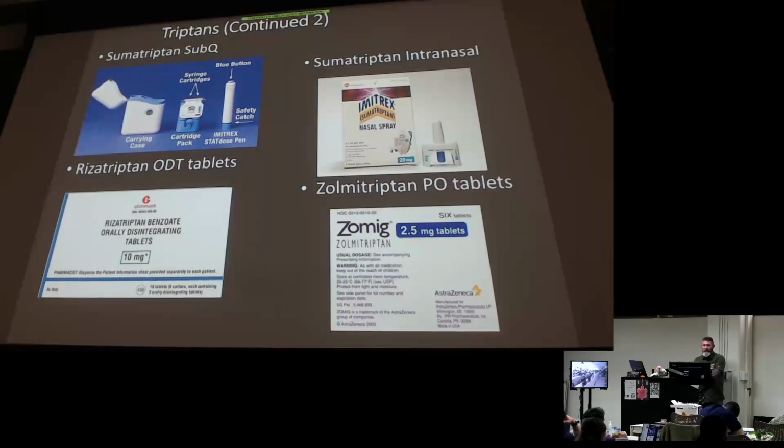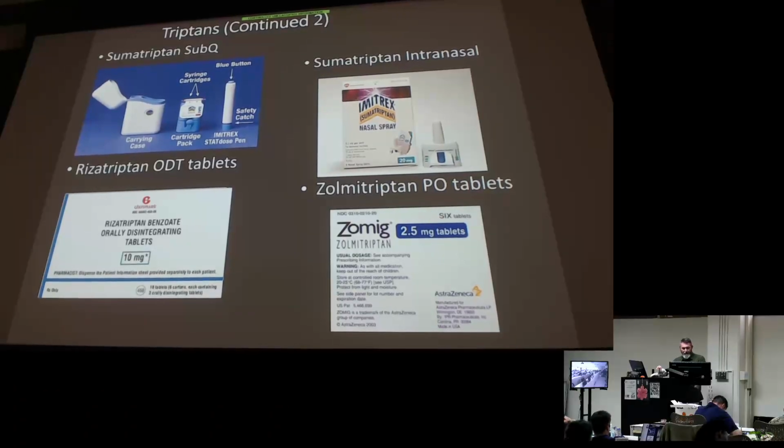This is just your administration differences, right? The sumatriptan, there's sub-Q, there's the injectable, and then the rizatriptan or the ODT tablets. So the two on the far left, guess what? One hour, fast acting, right? Because they're oral disintegrating or they're a sub-Q injection. There is an intranasal spray for sumatriptan, and then there's just an example of the zolmitriptan tablets.